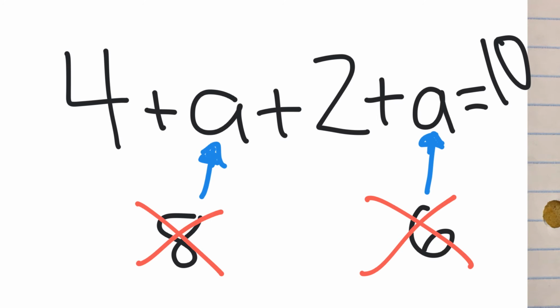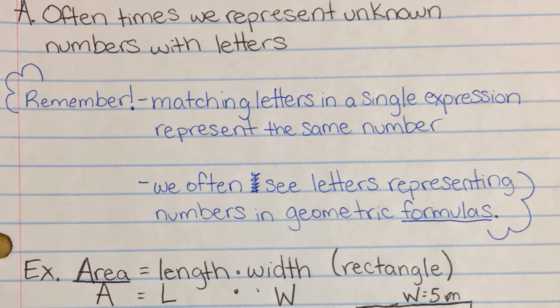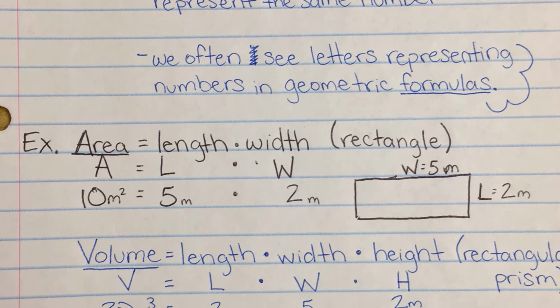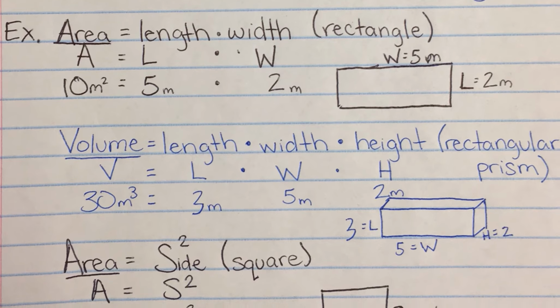All right. Now, moving back over to our notes. Something else to remember is that we often see letters representing numbers in geometric formulas. If we have seen letters in past math classes, it's usually come in the way of trying to figure out geometric values, looking at shapes. So the only examples we have in today's notes have to do with geometric shapes and their formulas.